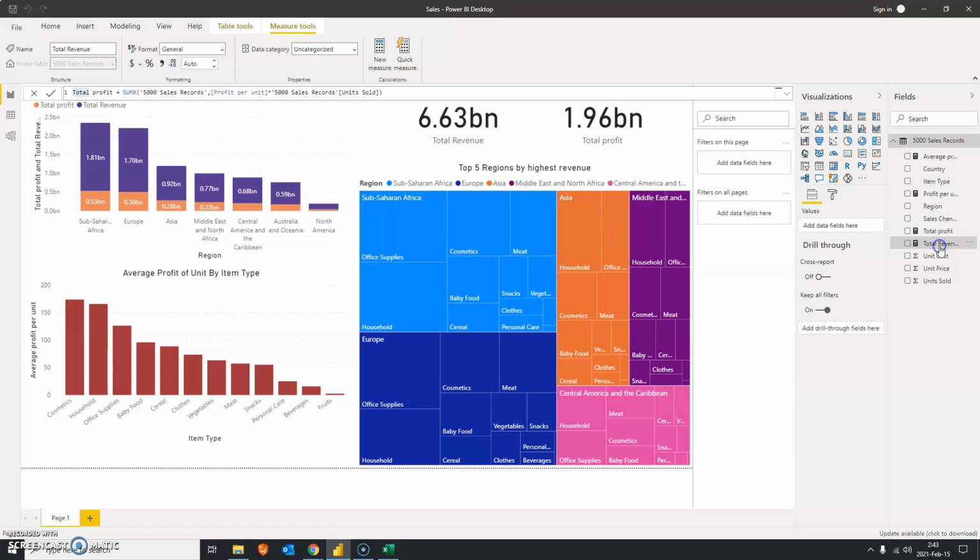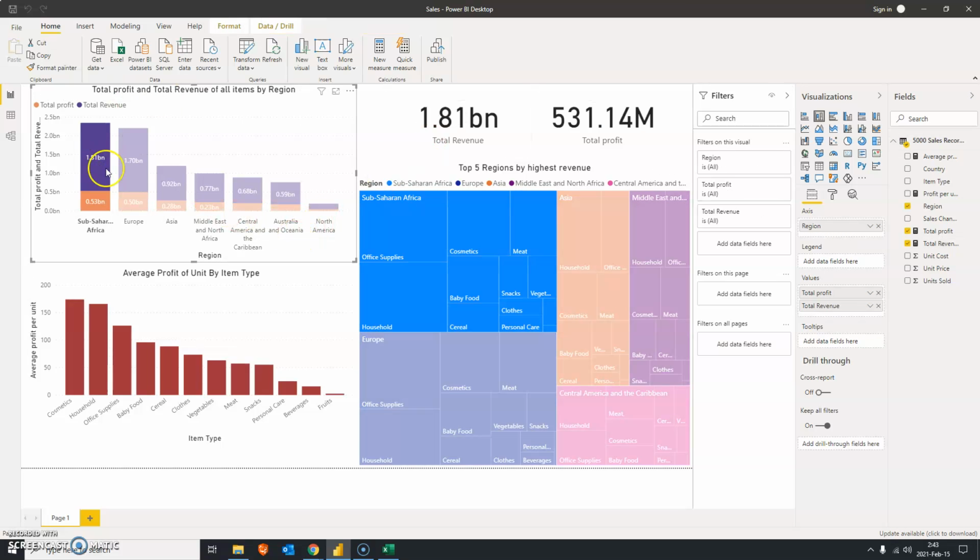And the last one is total revenue, which is SUMX. This is the table name, and this is unit price times unit sold. So, how many units were sold times the unit price. It gives me total revenue.